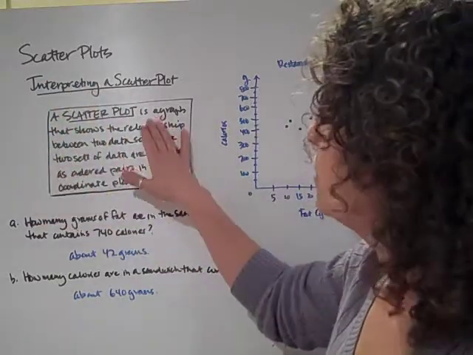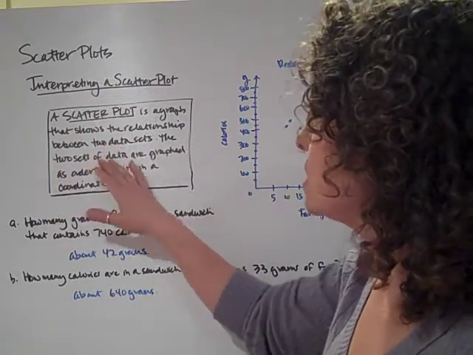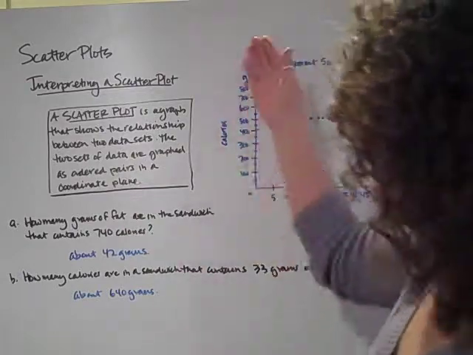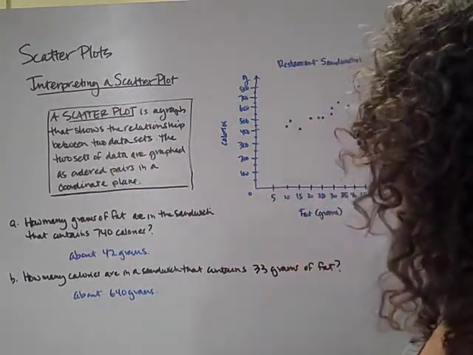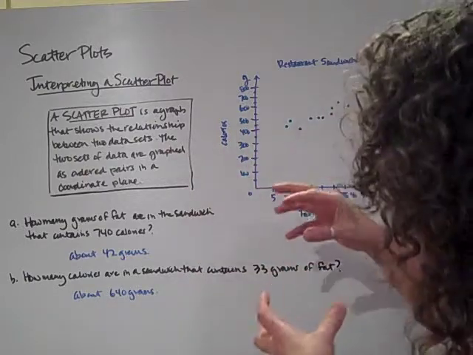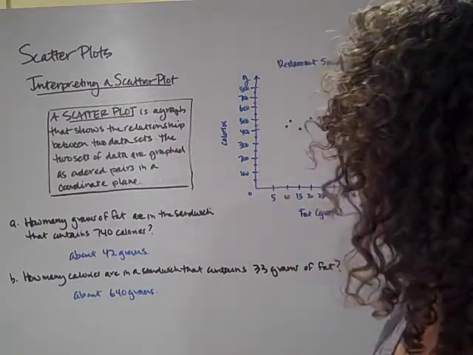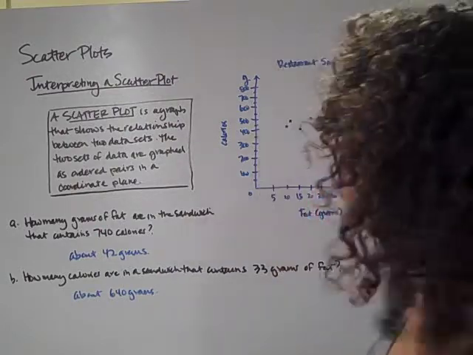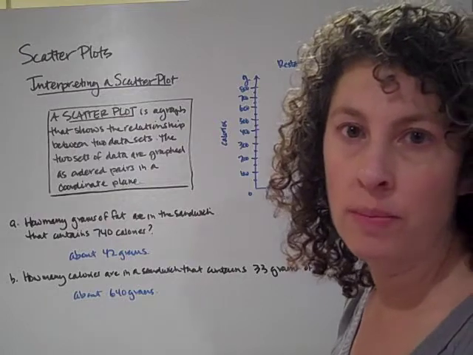So first of all, a scatter plot is a graph that shows the relationship between two data sets. The two sets of data are graphed as ordered pairs in a coordinate plane. So we're going to have our coordinate plane here. We've got our x and our y axes, and we've got some points there. You'll notice there's not a line through them. They're not linear, but they definitely seem to have some kind of a pattern to them. If we looked at what kind of a pattern they were, they do seem to have a relationship between each other. But what we can do is we can answer some questions and get some information from a scatter plot.